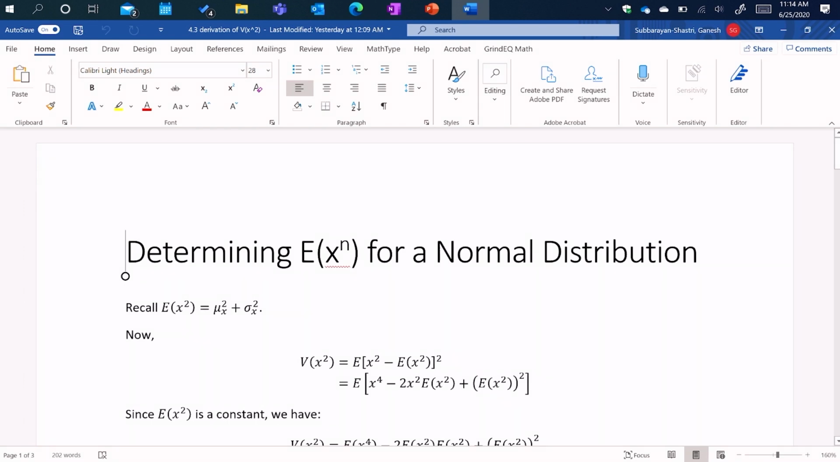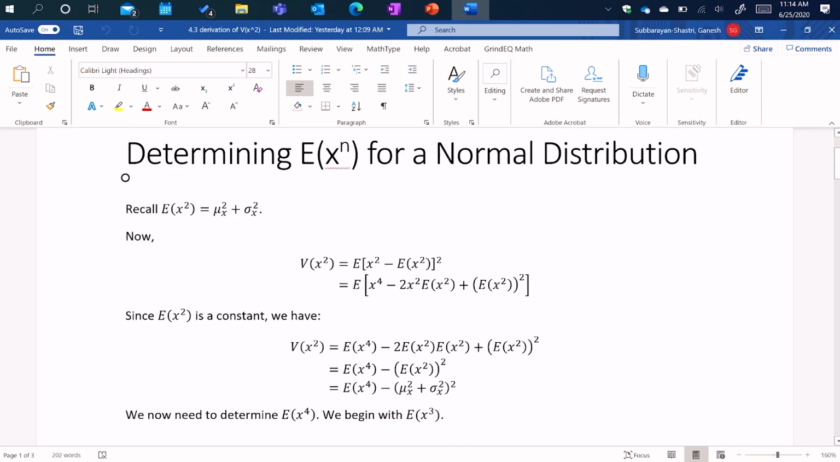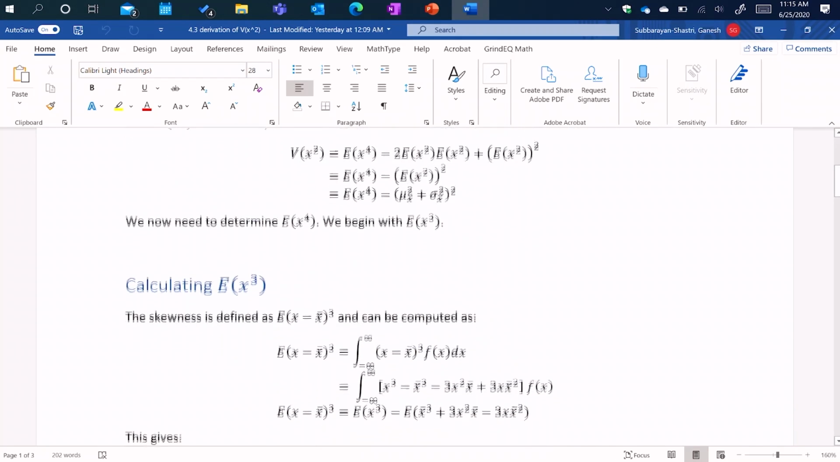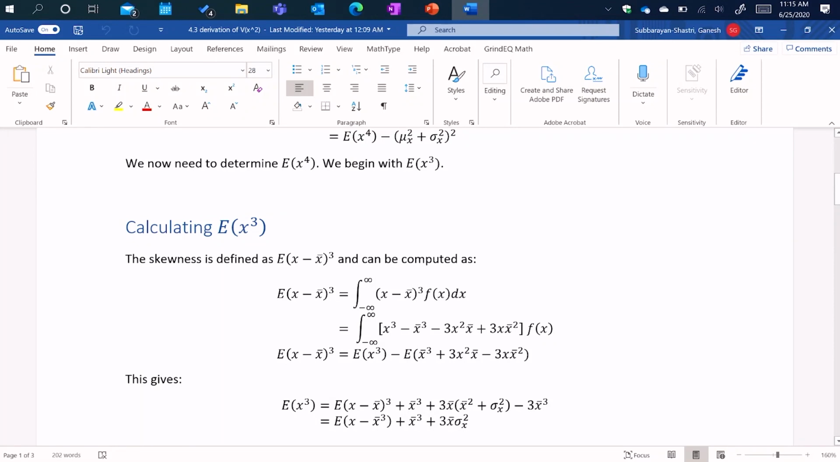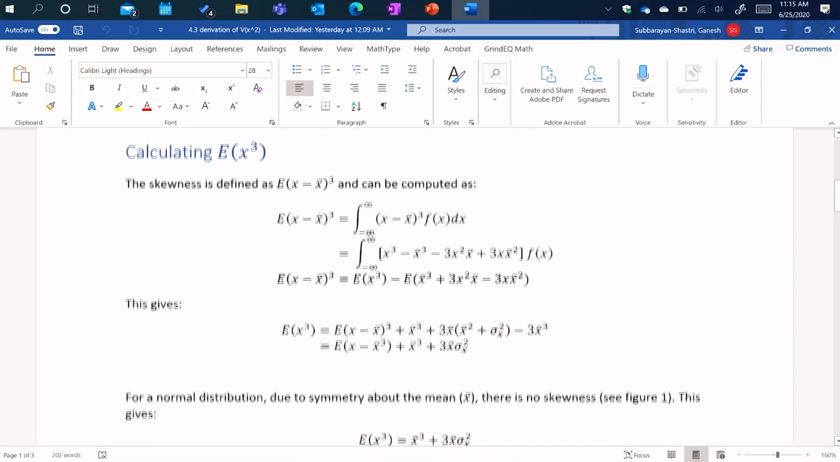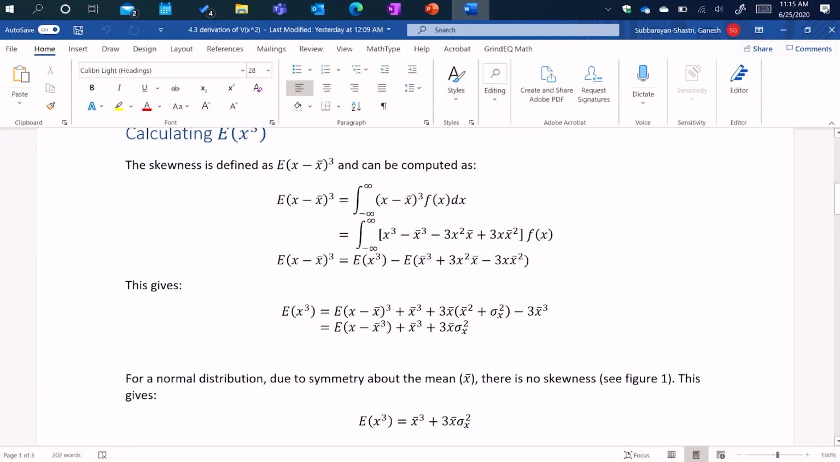Let's go back. There is a general derivation, and this is intended as a handout. This is not something I'll go through in great depth, but what it gives you is a derivation for the variance of x squared in detail for the normal distribution. So you can go through and calculate the expected value of x cubed, and in calculating it, you will make the assumption that, this being a normal distribution, due to symmetry about the mean there is no skewness. What is skewness? Skewness is the expected value of (x minus x bar) cubed.